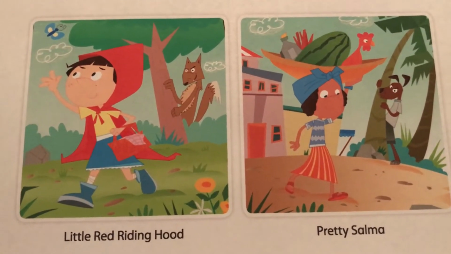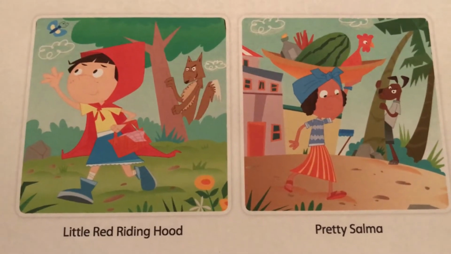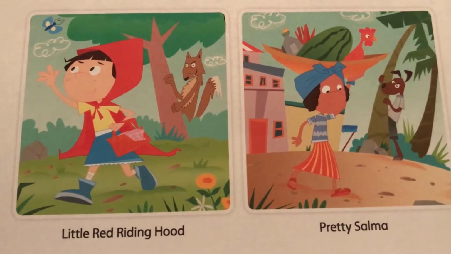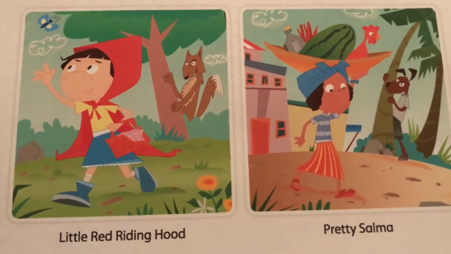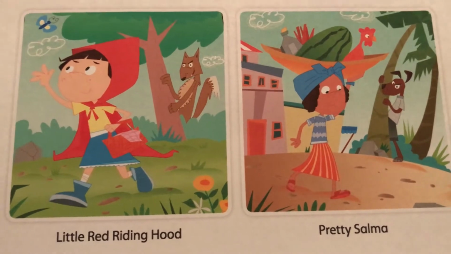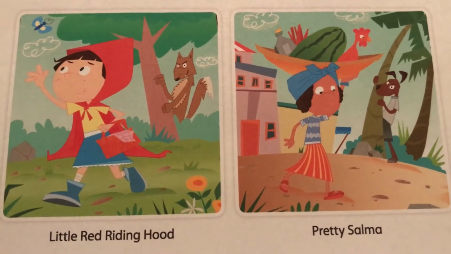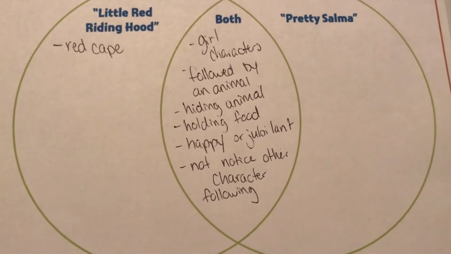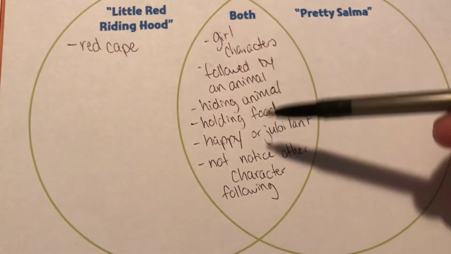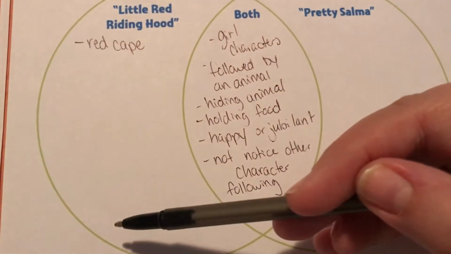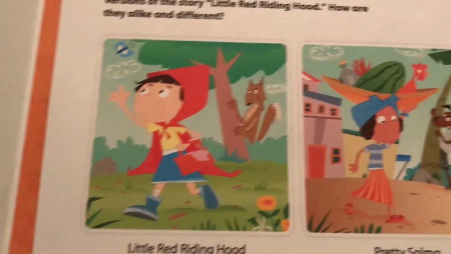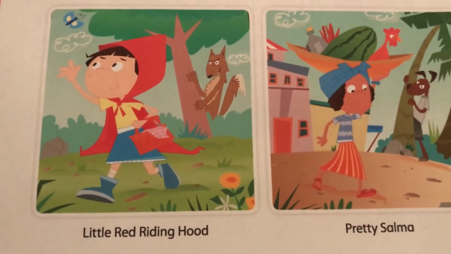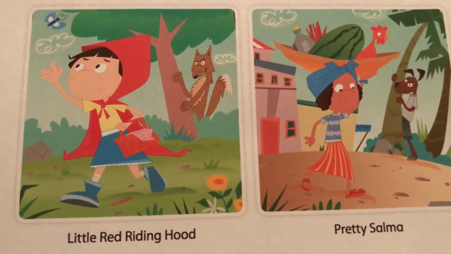Let's look at Little Red Riding Hood first, since that is the story we seem to know the most about. Right away, I would say that Little Red Riding Hood has a red cape on, or cloak. And if you don't know, I'm adding it to our Venn diagram there. Like I said, I put all the things that are the same in the both column, and now we're going to start on the left side and fill out our Little Red Riding Hood side. So let's see, Little Red Riding Hood, what does she have different? Well, she looks like she's following a butterfly, and Pretty Salma's not following a butterfly.